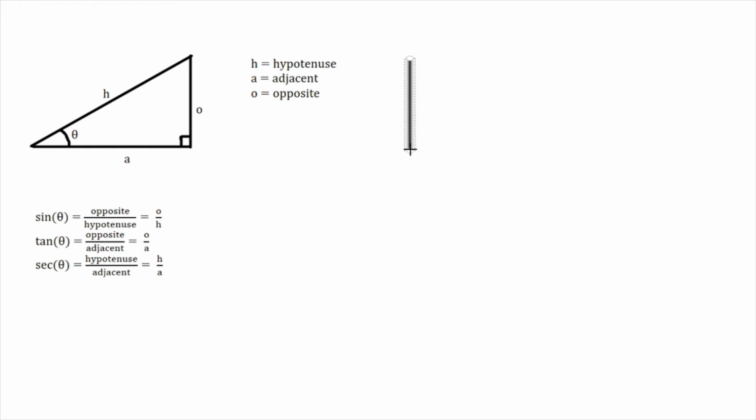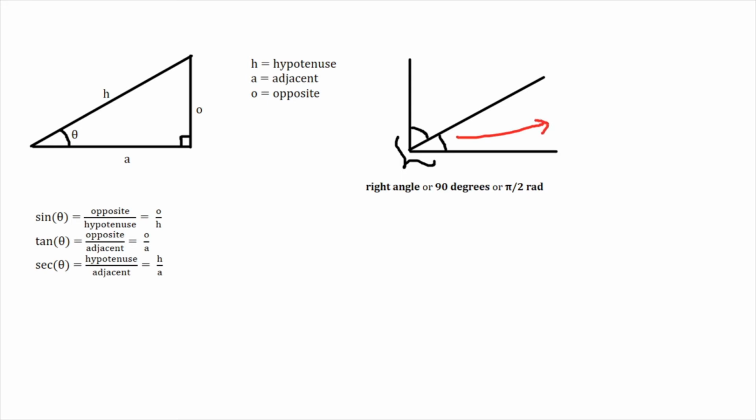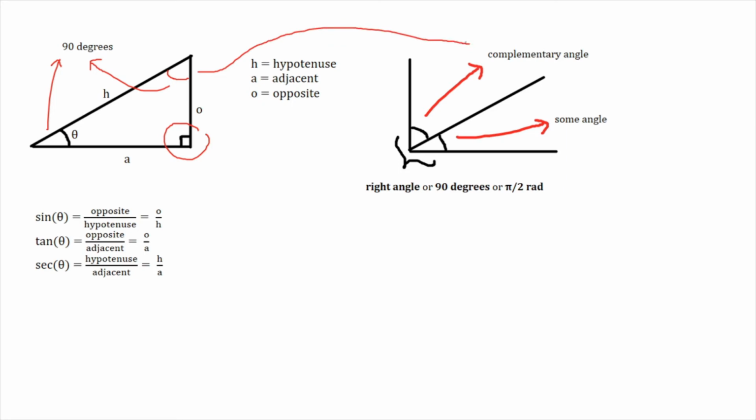Now let's bring up the definition of a complementary angle. It is the additional angle needed to complete an existing one such that they add up to a right angle, or 90 degrees, or pi over 2 radians. So looking at this right triangle, which we know that the total amount of its angles is always 180 degrees, if one of them is 90 degrees, the other two must add up to 90 degrees. And since we already labeled one of them as theta, the other angle will need to make theta add up to 90 degrees, making it the complementary angle of theta.